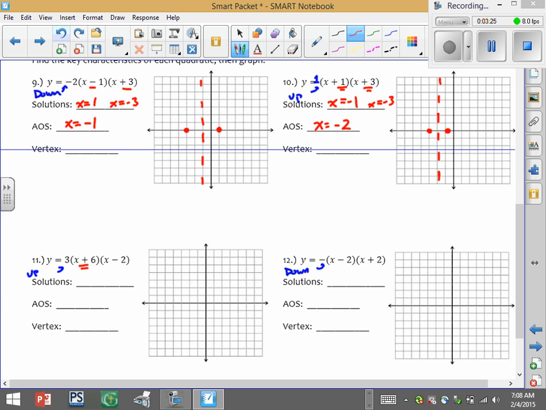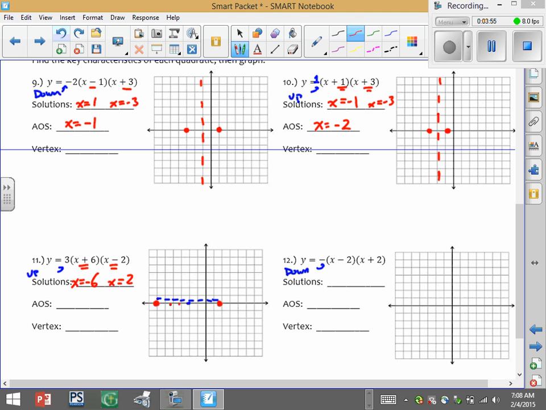For this one, there's a positive 6, so we have a solution at x equals negative 6. And negative 2, which means we have a solution at x equals 2. So we're doing the opposite of each one. So plot your points: there's negative 6, there's positive 2. And it's basically just a matter of counting in, right? So there's 1, 1, 1, 1. Just keep working your way in until you get to the middle. So there's the middle right there.